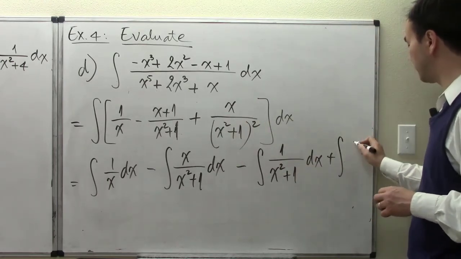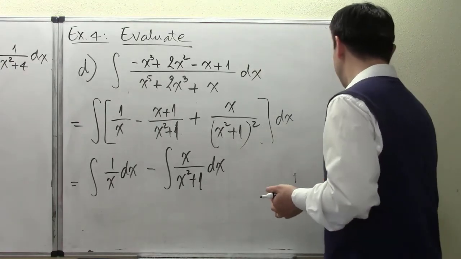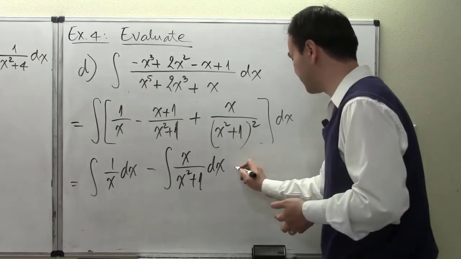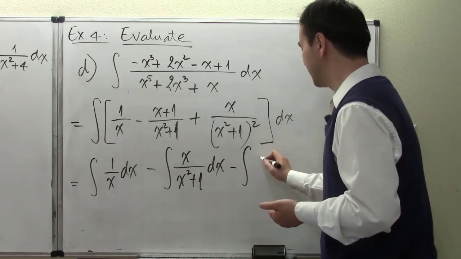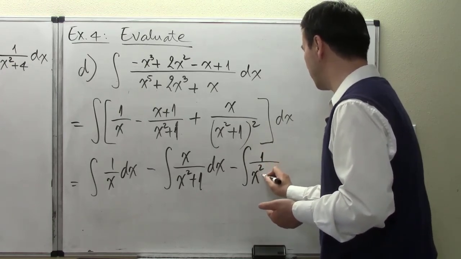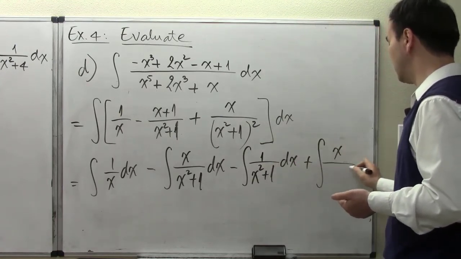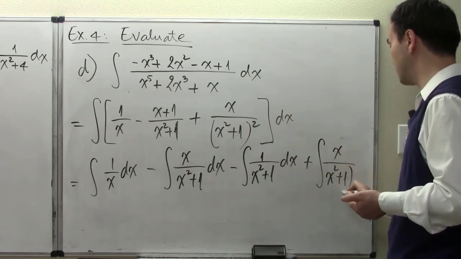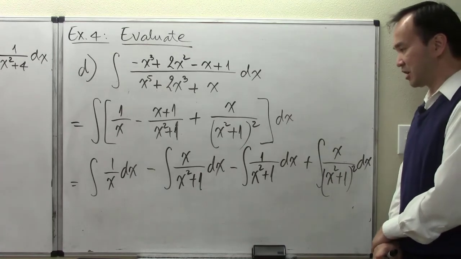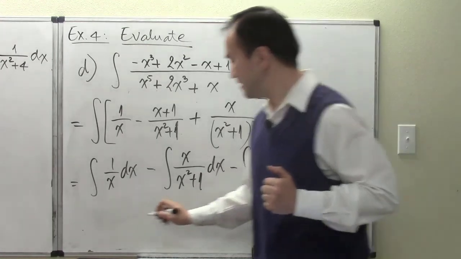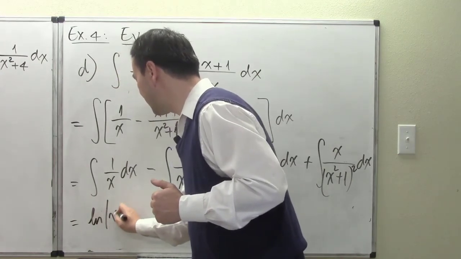It's the integral of x, and I realize I wrote all these terms too largely, so now I have to shrink them down a little bit to make enough space for myself. Okay, so 1 over x squared plus 1 with the dx, and then the last term, plus the integral of x over x squared plus 1 all squared with the dx. Okay, all right, so the first term is easy. It's natural log of x.